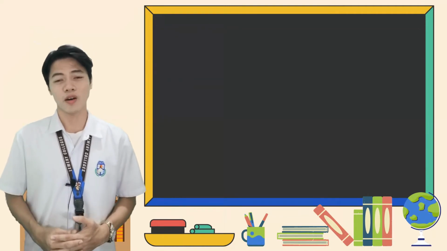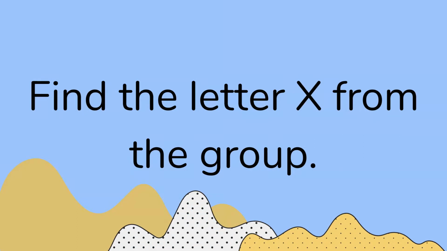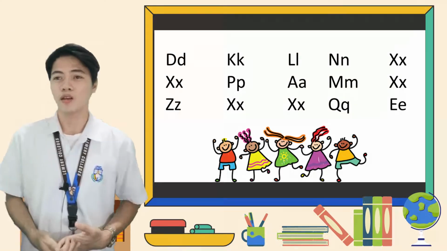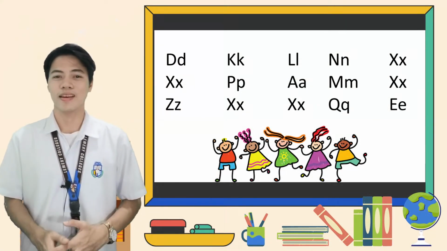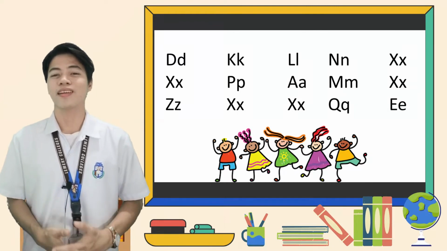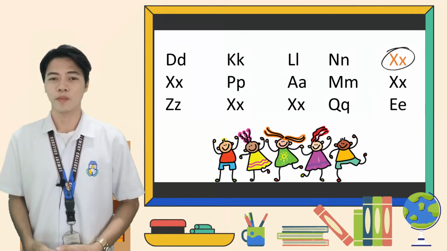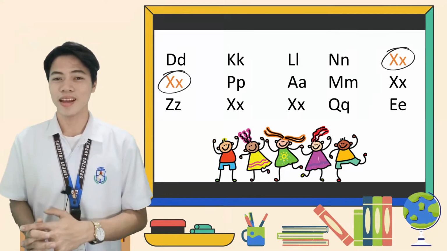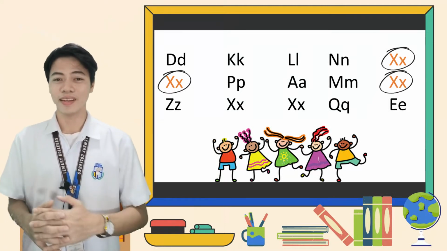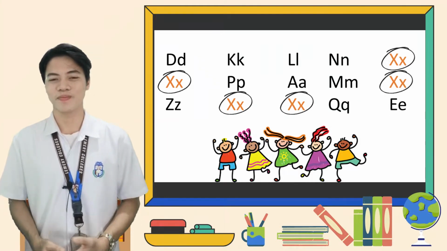Now that you know how the letter X sounds, let me just check if you can identify the letter X within the groups of letters. So, I have here group of letters and you will find the letter X. Okay, are you ready? Okay, let's go. So, we have here the letter X. Again, this one is X. Another X, and here's another one, and the last X that we can find in this group.